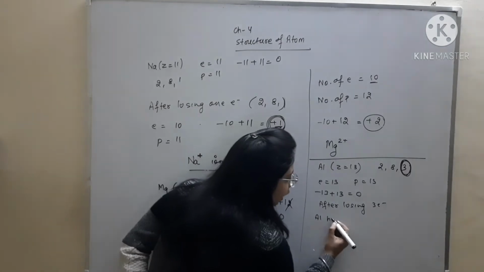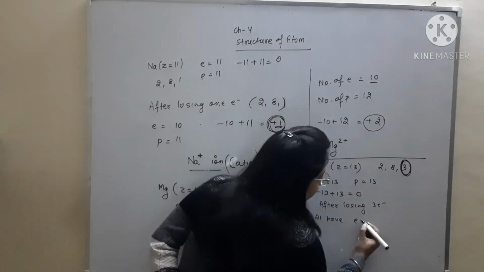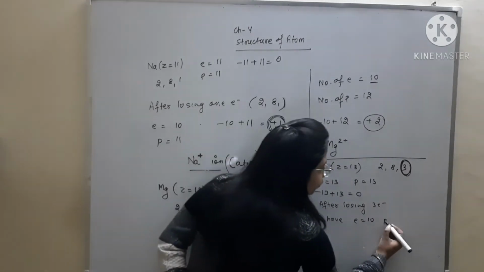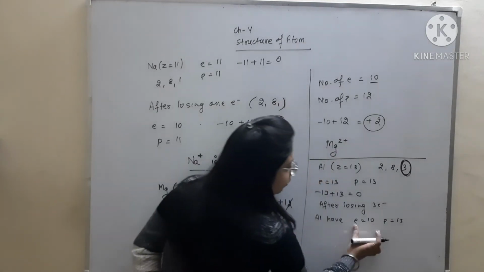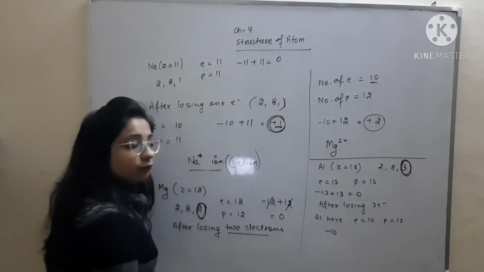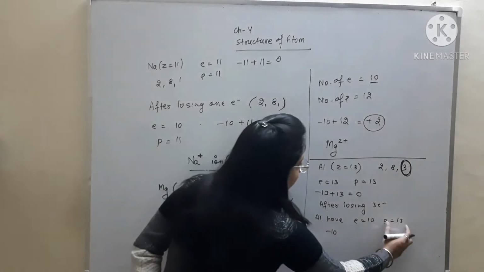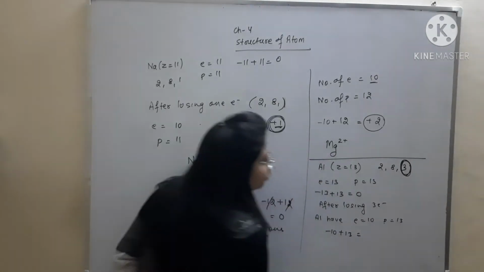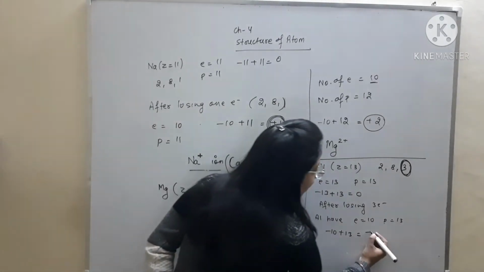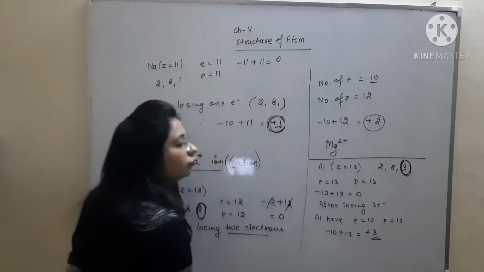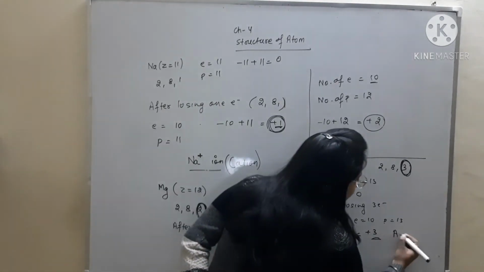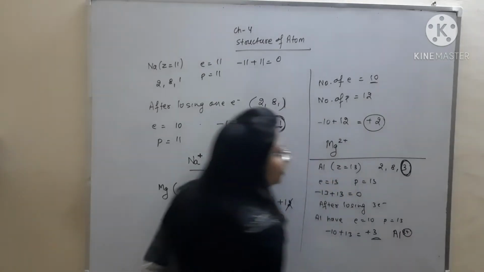Al will have how many electrons? 10. And how many protons? 13. Because of 10 electrons, it will have minus 10 units of charge. Because of 13 protons, it will have plus 13 units of charge, making the net charge plus 3. That's why we always write Al3 plus.